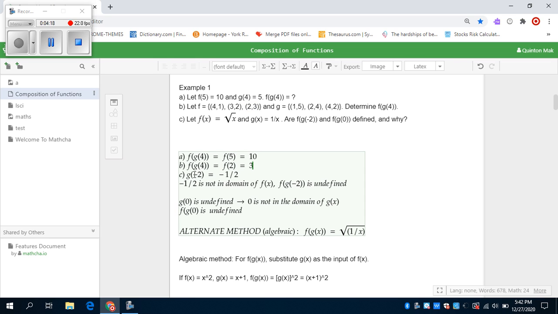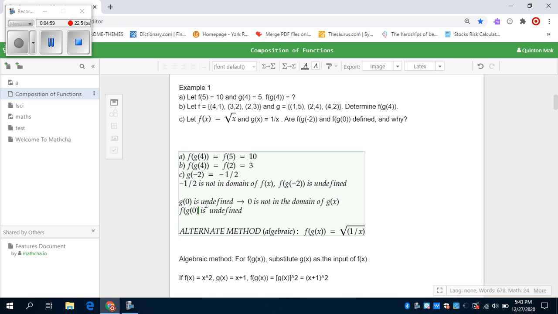Last question, we want f of g of negative 2 and f of g of 0. So first we note that g of negative 2 is negative 1/2, but negative 1/2 is not in the domain of f of x, because it's the square root function, which, if you recall, requires x to be greater than or equal to 0. So f of g of negative 2 is undefined. And g of 0 is undefined because you're dividing by 0, and you can't do that. So if g of x is undefined, then the whole composite function is undefined.